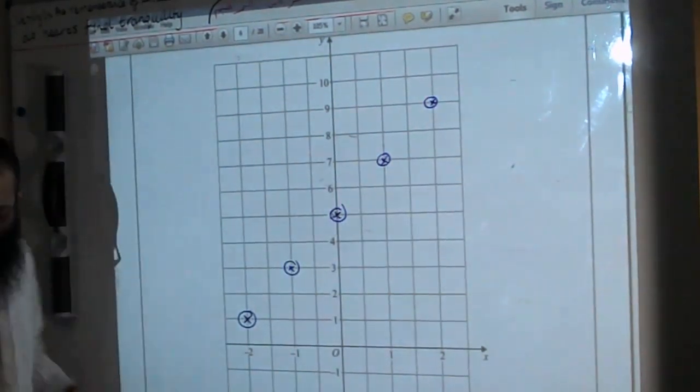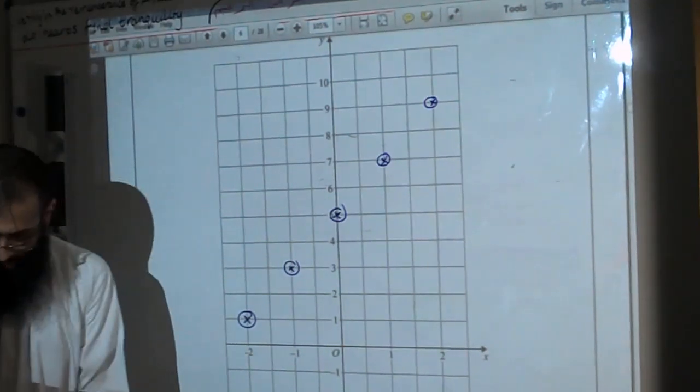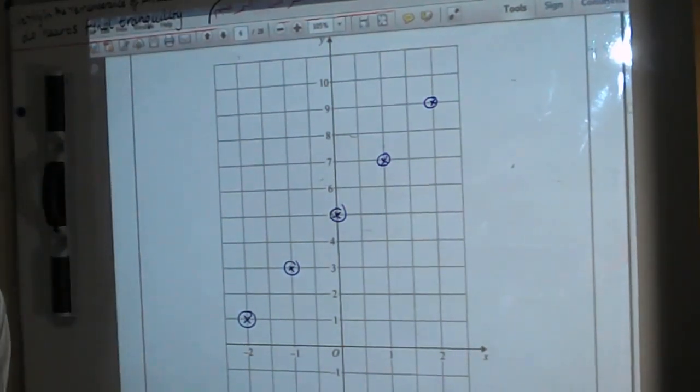Now, you should have some points that look like that. What we need to do now is join them up.